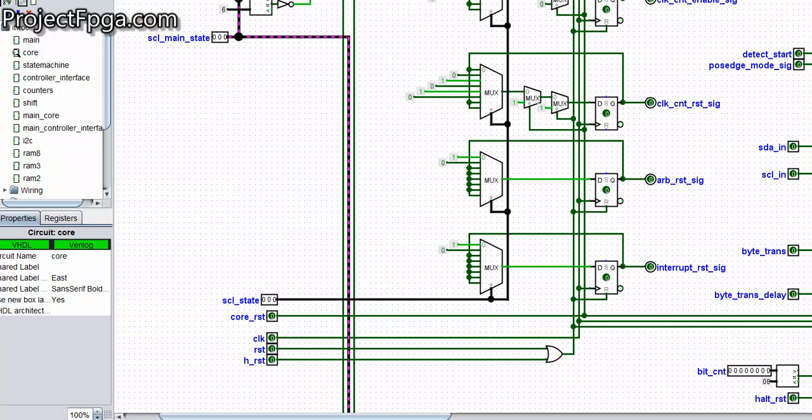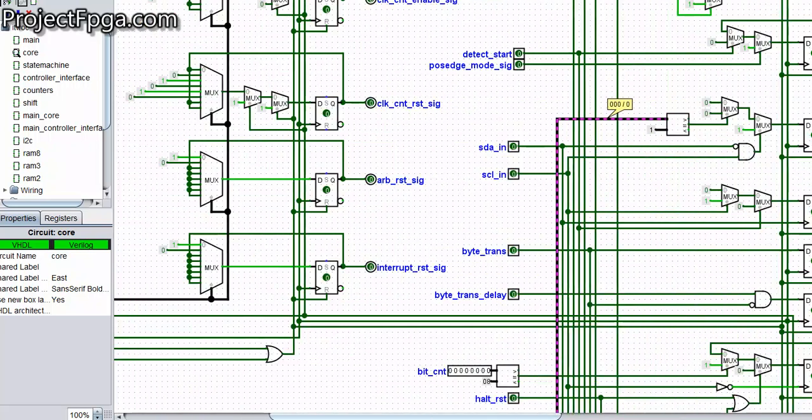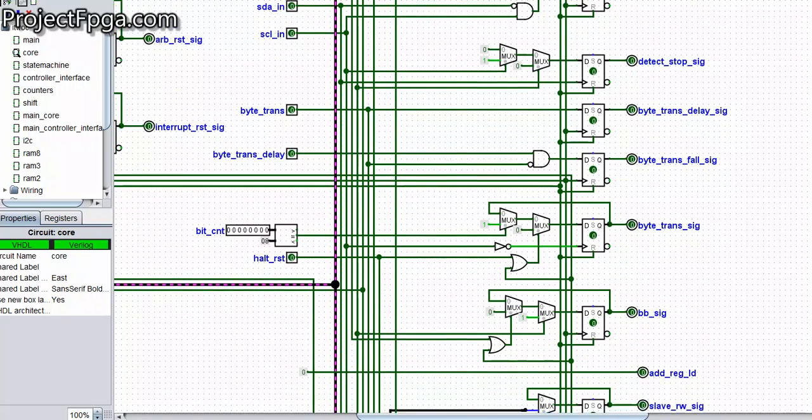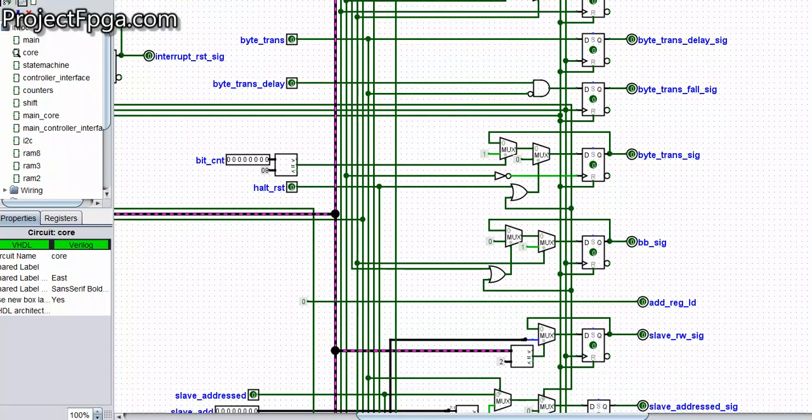I hope you are understanding this. So what it's trying to do here is whenever it goes to state 1, set it back to 0. So when it's in state 0, it comes on, it's used to move it to the next state. This is the start condition here, SDA in and the SCL in. Once it detects it, move to the next step. So you have this signal again.